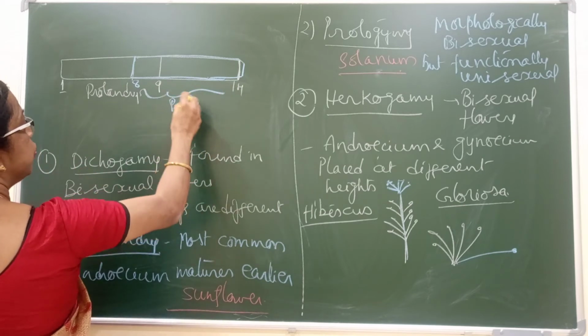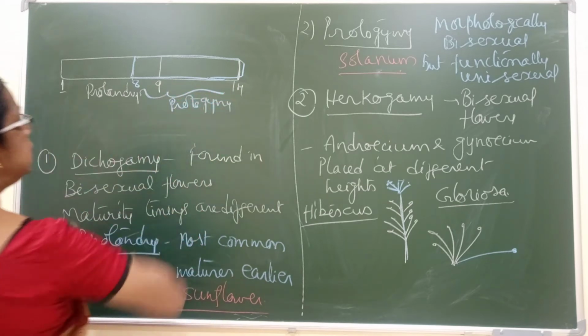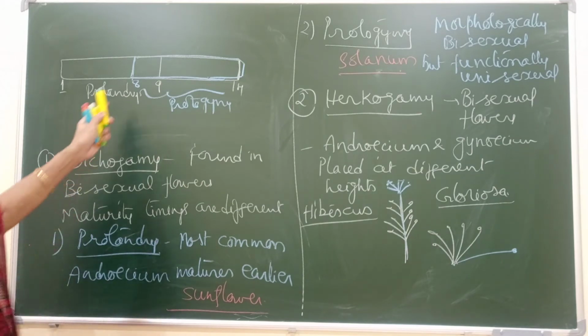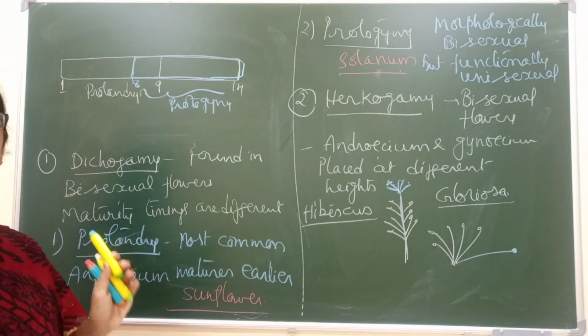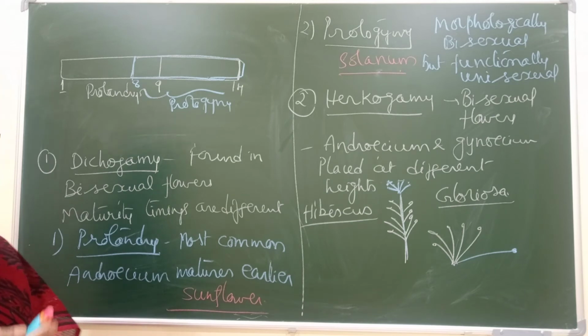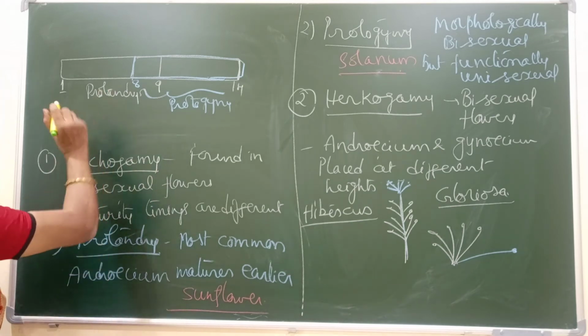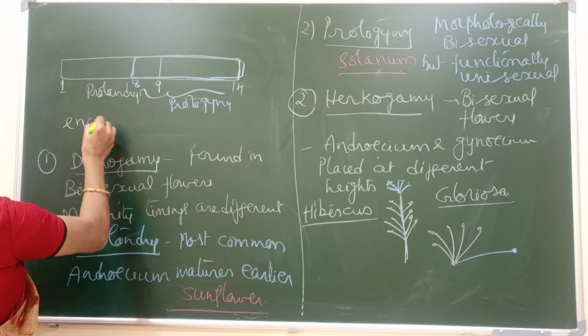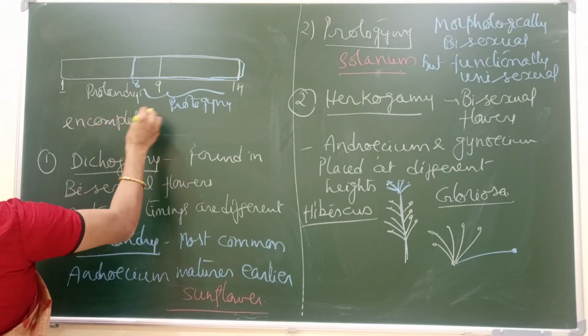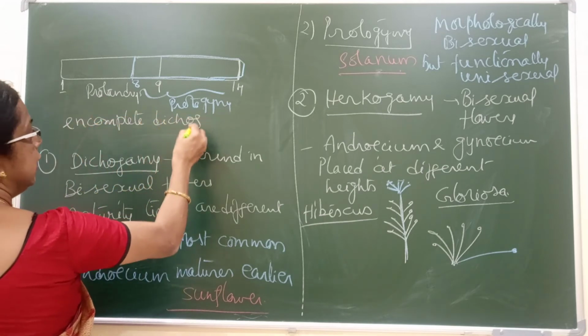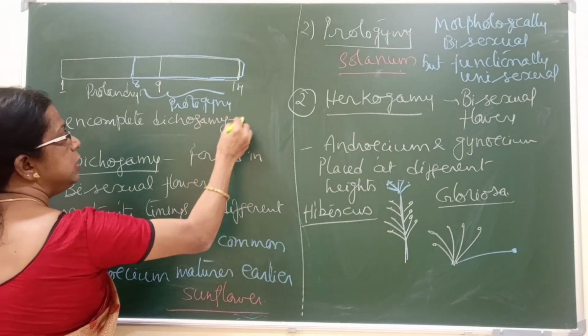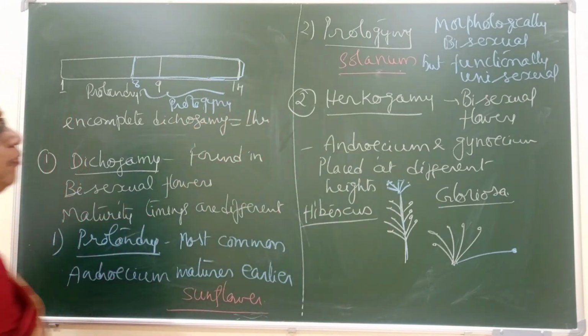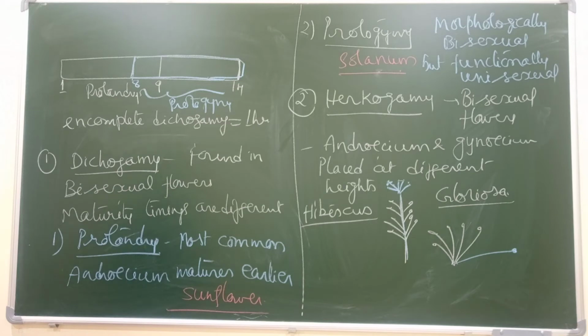So the overlapping period is between 8 and 9, that means a 1 hour overlapping period. That is called incomplete dichogamy. So according to this diagram, incomplete dichogamy will be seen for 1 hour. This is a slight variation in dichogamy. So dichogamy and hercogamy are both in bisexual form.